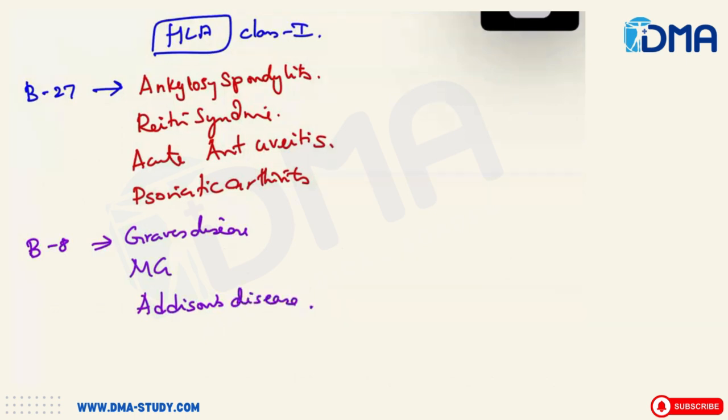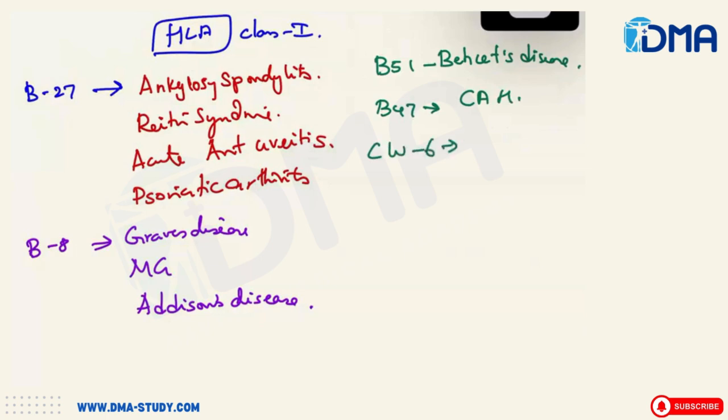HLA B51, Behçet's disease. B47, congenital adrenal hyperplasia. Then HLA CW6 is psoriasis vulgaris. So these will be the HLA class 1 antigens that are very, very important for us.